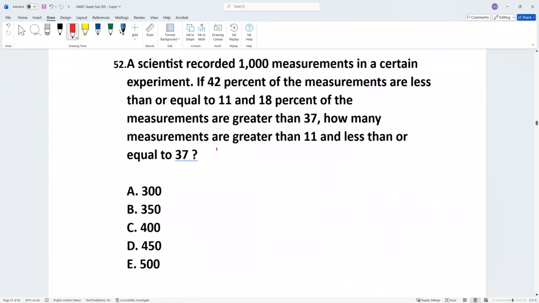So we are going to say n is equal to the total number of measurements recorded, which is 1,000, as the prompt said.